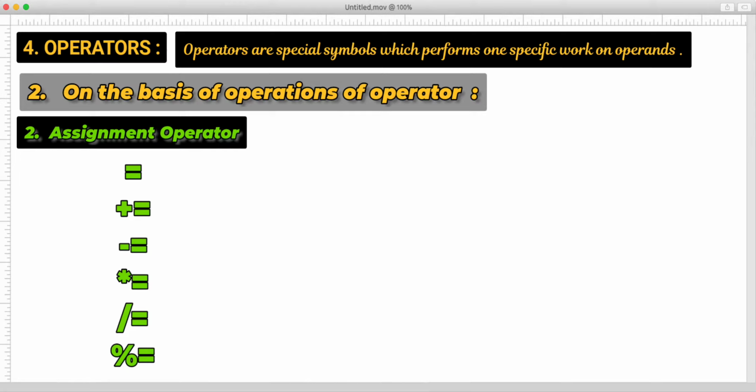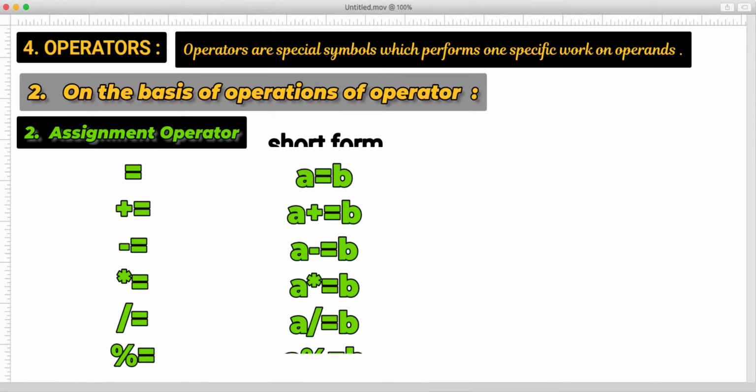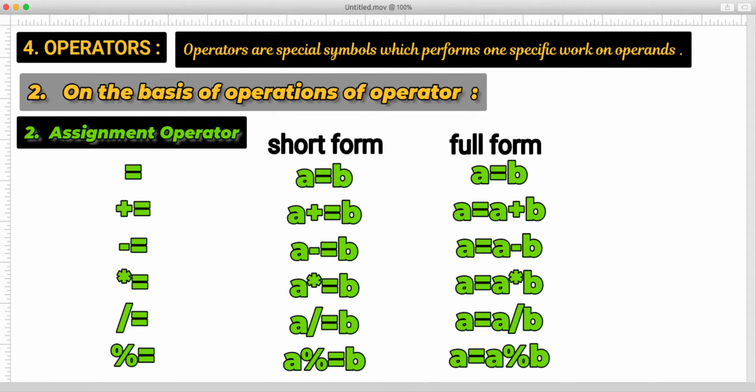Suppose we write a plus is equals to b. So here what it is describing is that actually it is a short form of a is equals to a plus b. So whenever we are initializing the same value and performing some arithmetic expression on it, then we can write it in a short way, that is plus equals to, asterisk equals to, slash equals to, or modulus is equals to. As you can see, all these are defined on the screen. So I hope you understand these.